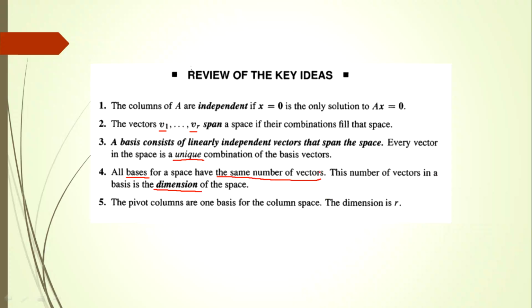That equals the rank R. Number 5, the pivot columns are one basis for the column space. We know that, right? No matter whether they are in matrix A or in matrix R, they are all bases. They are two different bases for the column space, and we know the dimension is R. The dimension of the column space equals the rank R. So that is for section 5. Try to review all the notes and understand the examples.